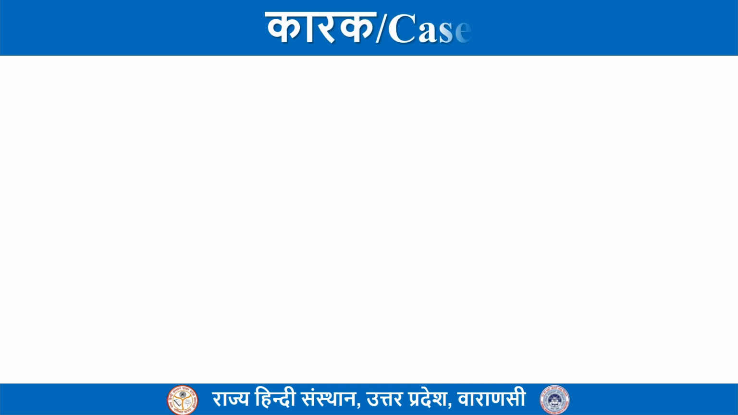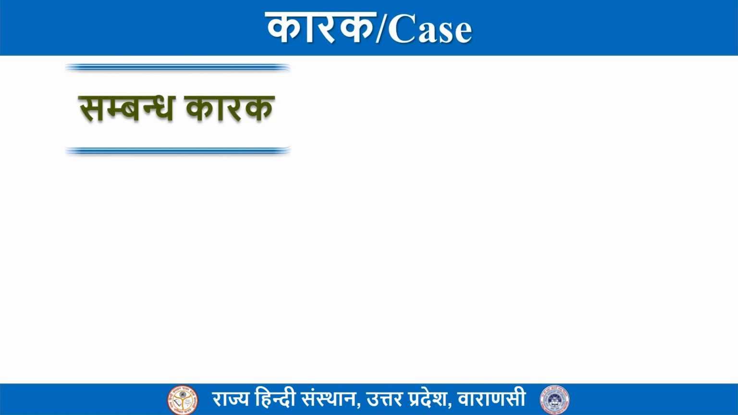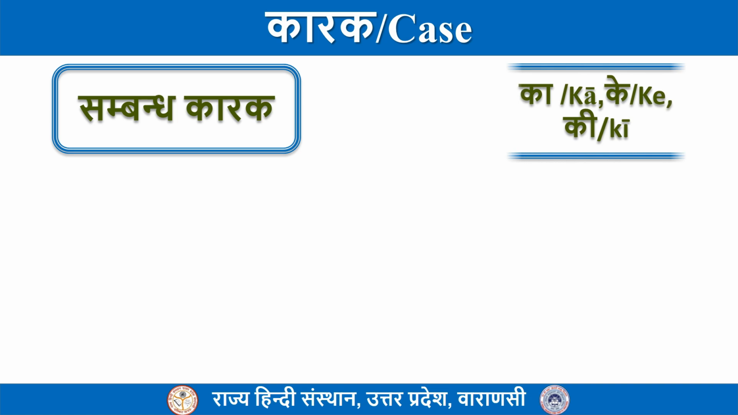The sixth karak is Sambandh karak, and in this we have three words, ka, ke and ki. If the noun or the pronoun being possessed is of masculine gender, we use the word ka. If it is of feminine gender, then we use the word ki, and in its plural form, we use the word ke.